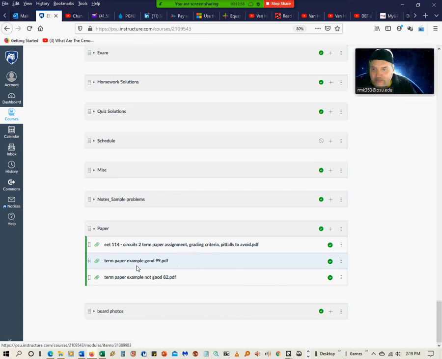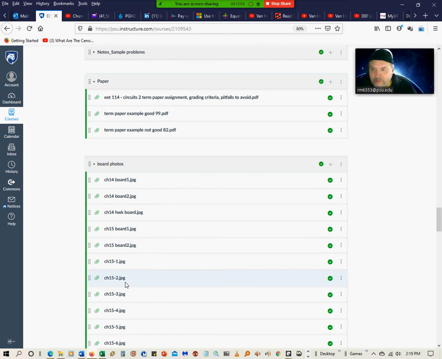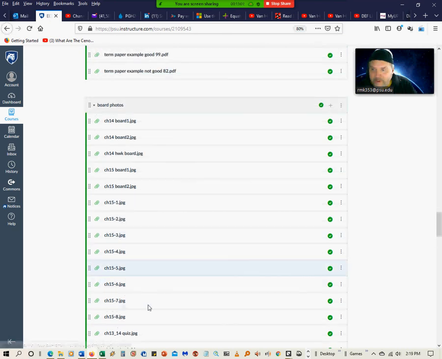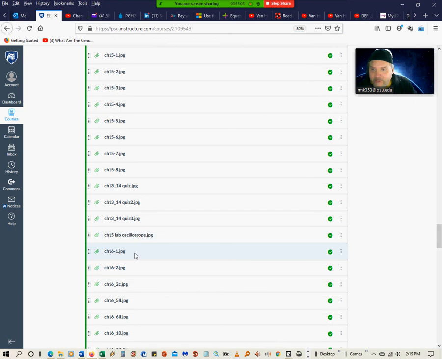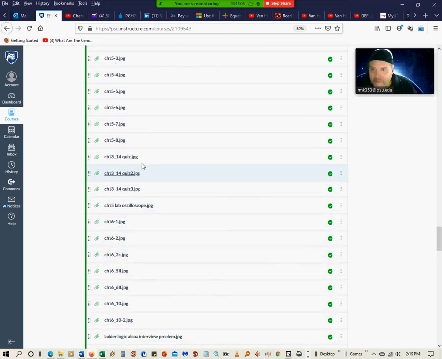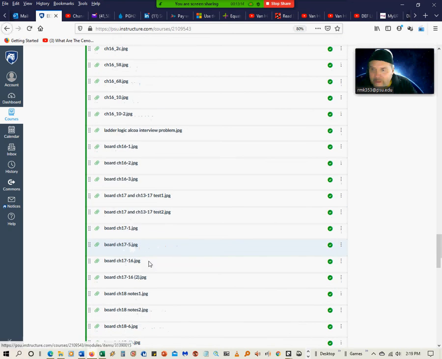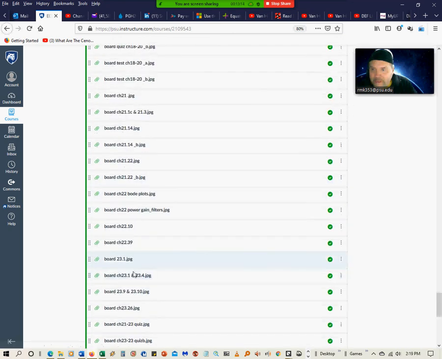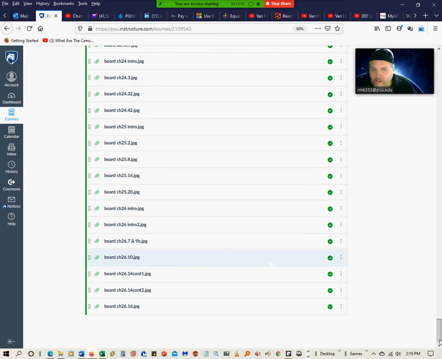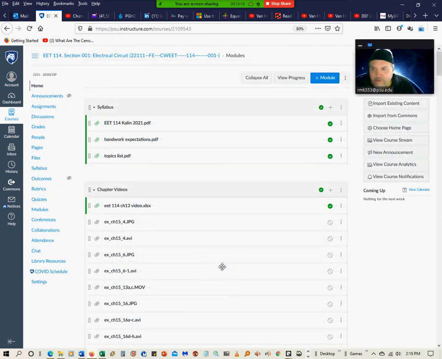And I have an example of a good term paper and one that's not so good in here, and they're both redacted. So you won't know who wrote the paper, but it just gives you things to watch out for and things to avoid. And also, I've taken pictures of the board in the past, and I have examples from different chapters of board photos that might give you some insight on things to look out for in different chapters. These chapters are all related to the content that we talked about before, and I just left them on there for posterity.